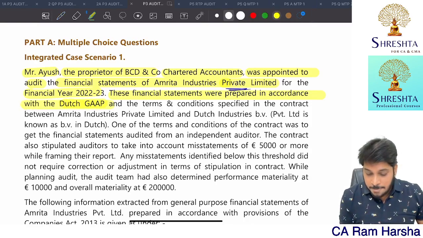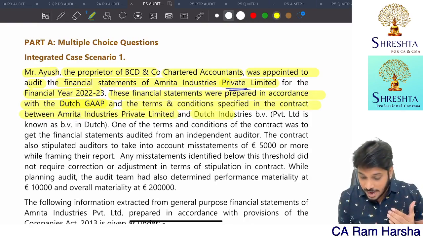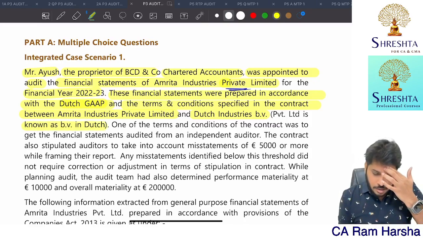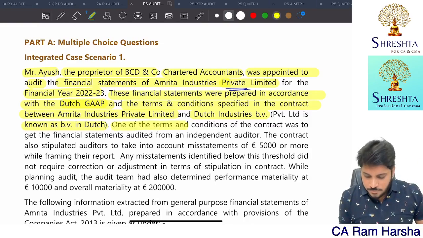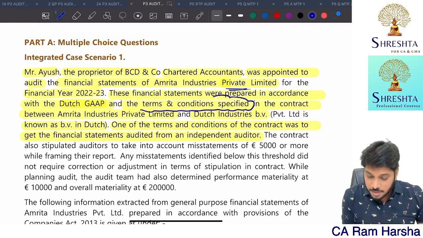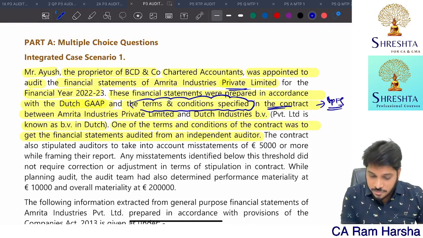So it's Dutch GAAP, and the terms and conditions specified in the contract between Amrita Private Limited and Dutch Industries BV, which is also a private limited company in the Netherlands. One of the terms and conditions of the contract was to get the financial statements audited by an independent auditor. So the financial statements were prepared as per the terms and conditions specified in the contract, which means these financials are called special purpose financial statements.